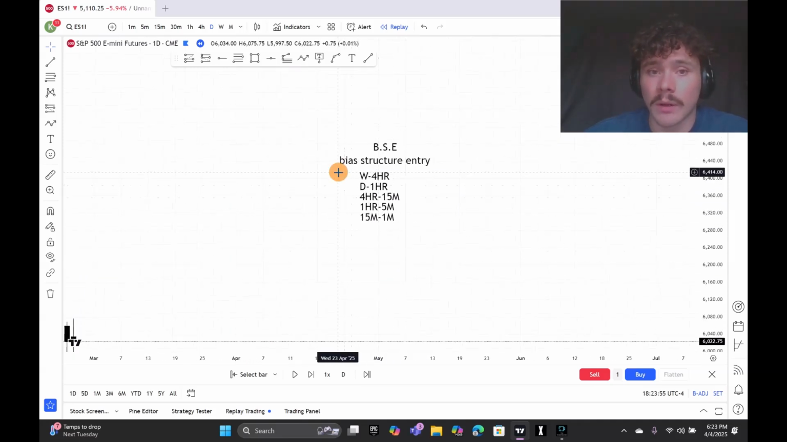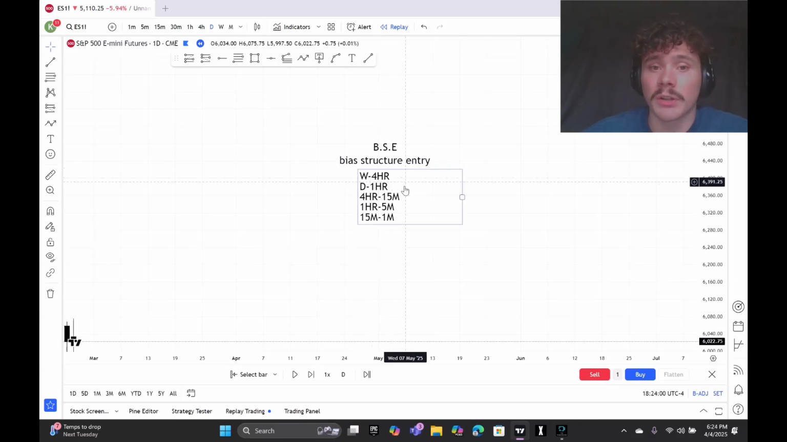But first, our bias, let's say we have a daily bullish bias. We're going to look for structure, our 1 hour, to be aligned with that. And then finally an entry, what aligns with our 1 hour, our 5 minute, so a 5 minute entry that aligns with those.